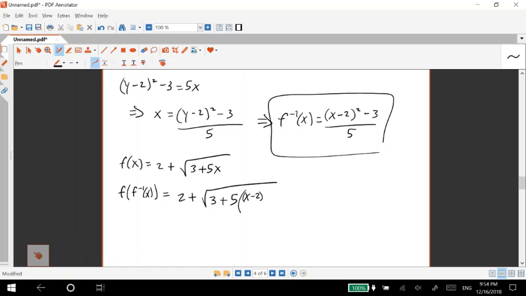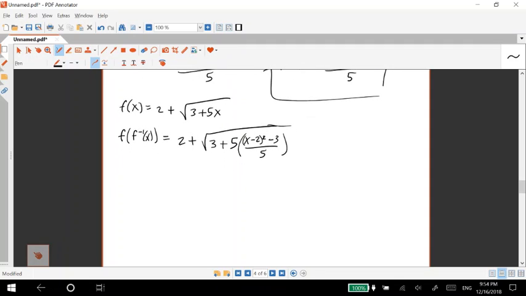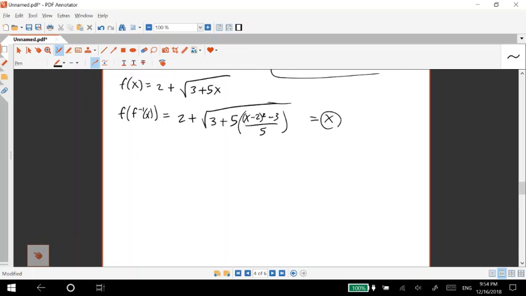So this looks lovely. Okay. And we simplify this down to equal x. So at some point this should equal x. So let's get to our algebra. If we look inside the square root, these 5's, once I distribute that in, are just going to go away. So we're left with 2 plus the square root of 3 plus x minus 2 squared minus 3.